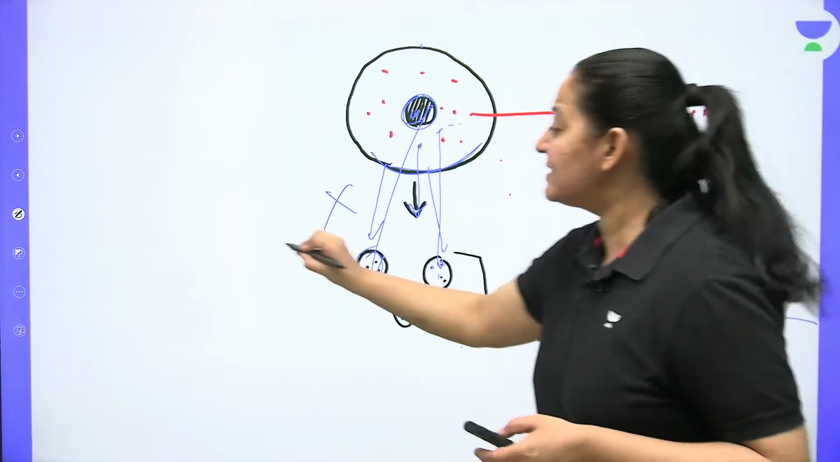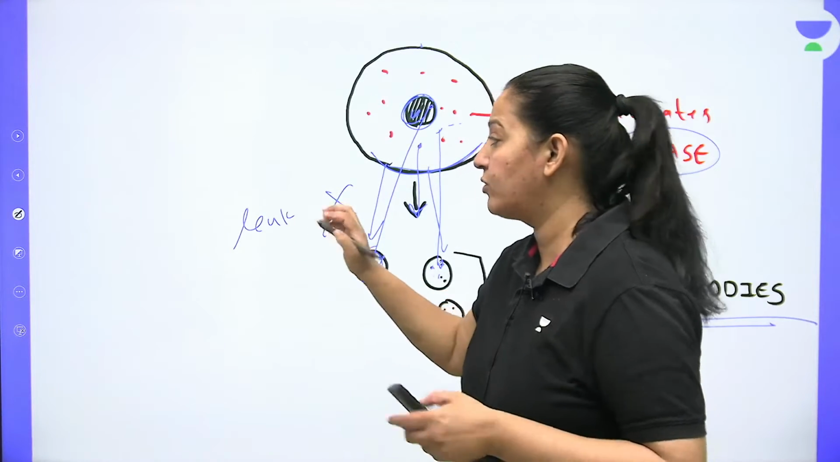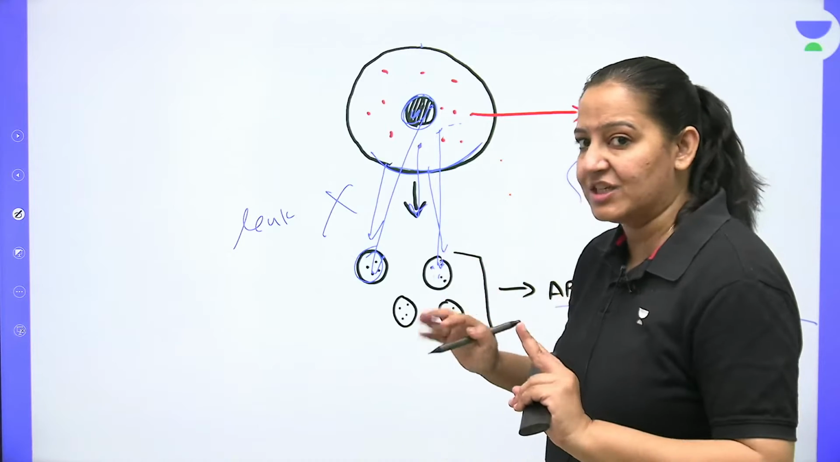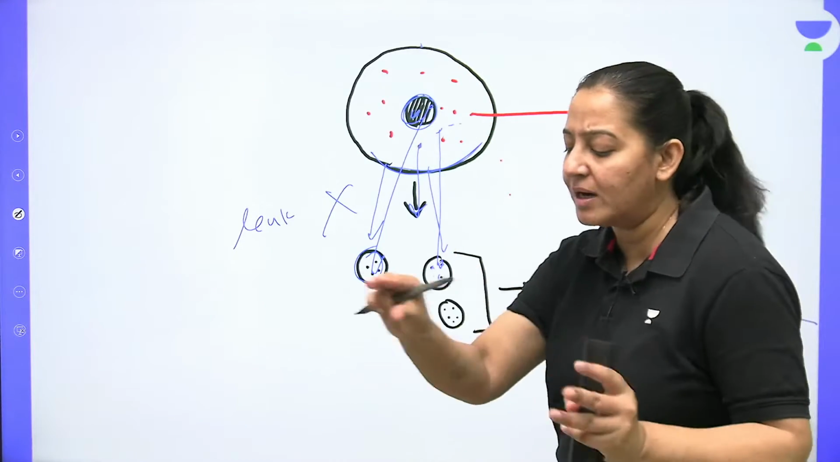Since there is no leakage, cytoplasm does not leak out. There is no bursting of the cell. There is no leakage. That cell quietly gets converted into multiple small bodies.